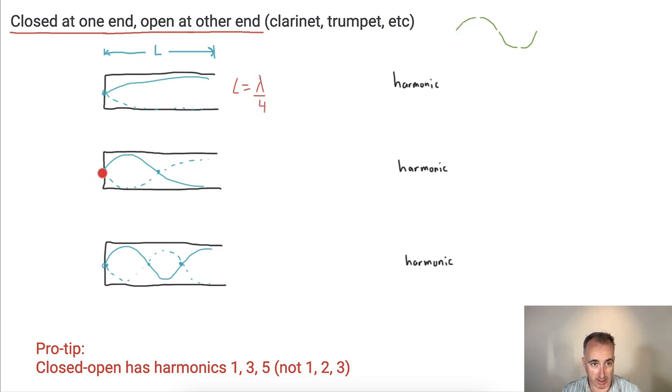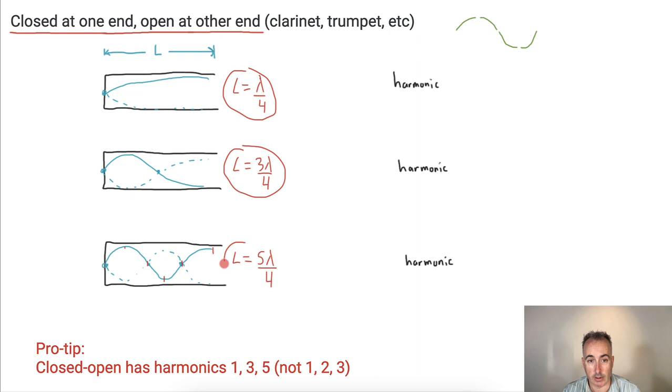So now look at this one here. This one is 1 quarter, 2 quarters, 3 quarters to get here. That means you're going to say L equals 3 times lambda over 4. Okay? This one right here, the bottom one, is going to be, let's see, 1, 2, 3, 4, and 5 quarters. So it's going to be L equals 5 lambda over 4. I recommend, don't memorize these necessarily, just learn how to play the game here, you'll be fine.